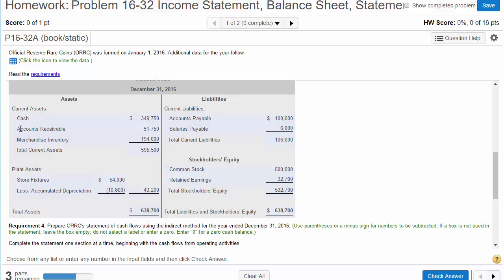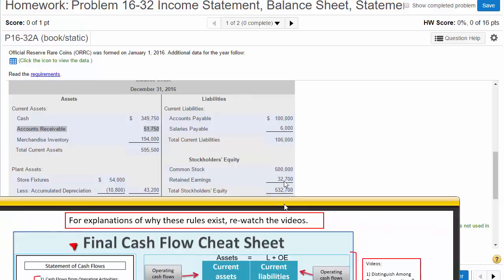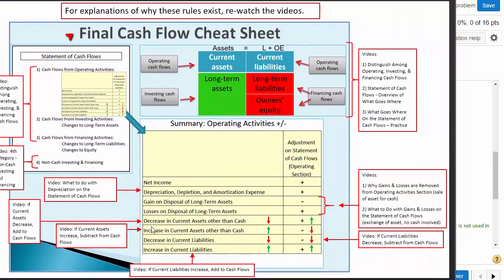So our first current asset is right here, AR. So which way did AR go? Well, normally we had another column that showed the previous year's balance. But remember, this is a new company. So our previous balance was 0 for all these accounts. So AR went from 0 to 51,750. According to our rules, if a current asset increases, we have to subtract from cash.